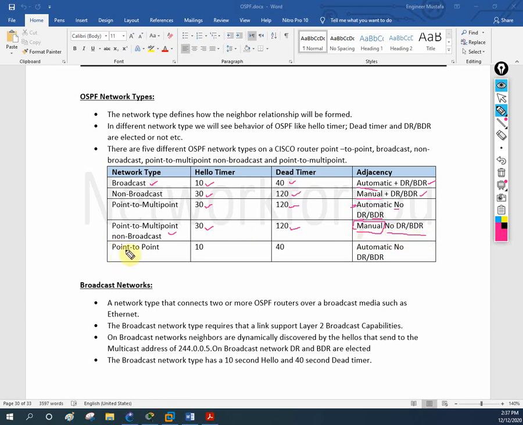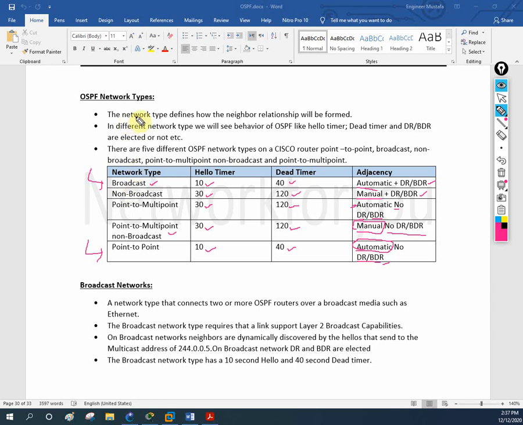And the last one we have is point to point. When we use point to point, we have the hello timer as 10 seconds, dead timer as 40 seconds, and it will form the neighbor automatically, and we don't have DR and BDR. So in our syllabus, as per the CCNA syllabus, we have this one and this one. So let's do only these 2. The remaining, no need. In the CCNP level, we are going to check the remaining.